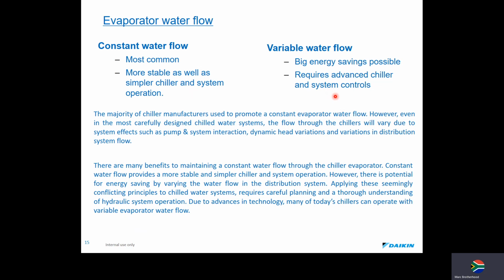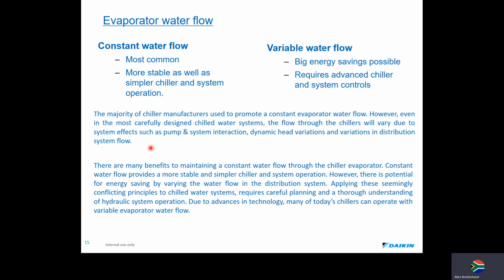Variable water flow, however, big energy savings are possible. The big thing people forget is the operating cost of a chiller plant. You might save on the initial outlay of doing a constant water design, but chillers can run into hundreds of thousands of rands in operating expenses, pumps, cooling towers, variable fan speeds, all of that. It requires advanced chiller and system controls though to vary the water flow rate.